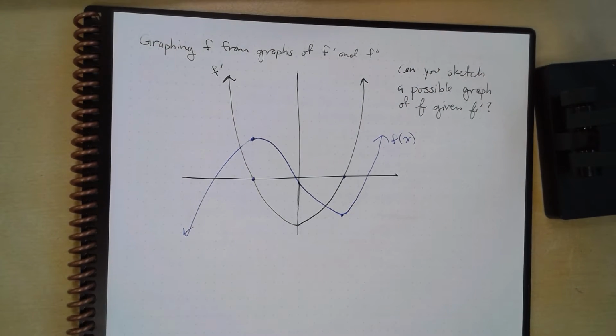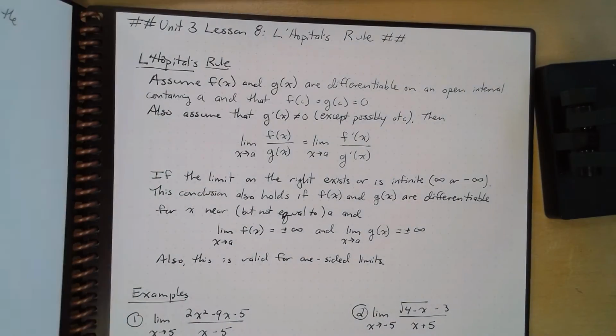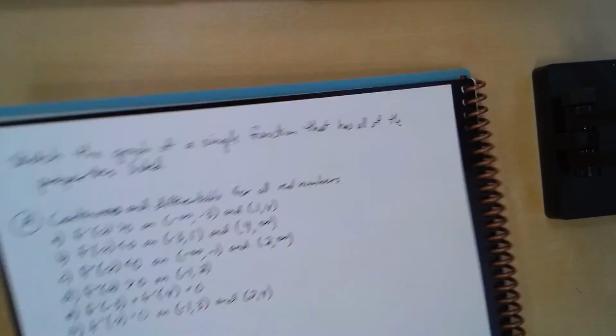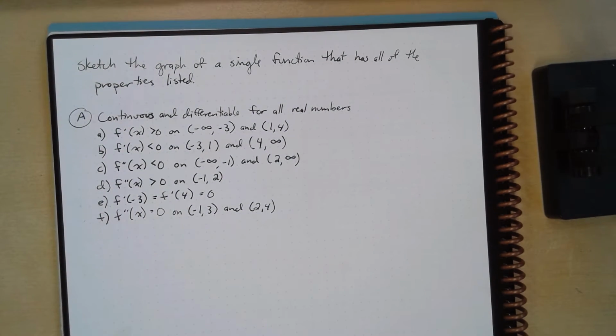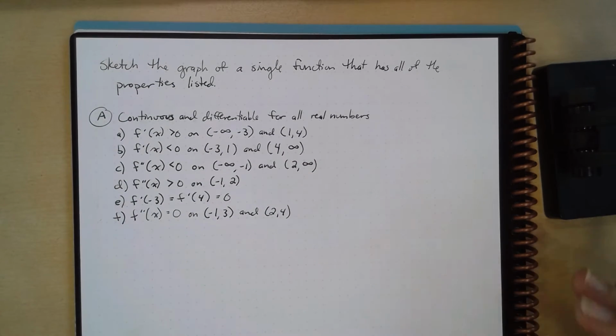Good? All right, the last type of problem that will be on your homework assignment, I just want to go over it. We want to sketch the graph of a single function that has all these properties listed. It is continuous and differentiable for all real numbers, that's nice, no discontinuities. F prime of x is greater than 0 on negative infinity to negative 3 and from 1 to 4.